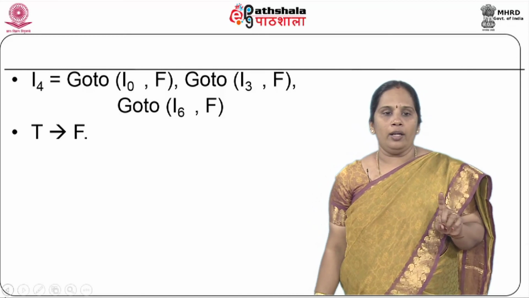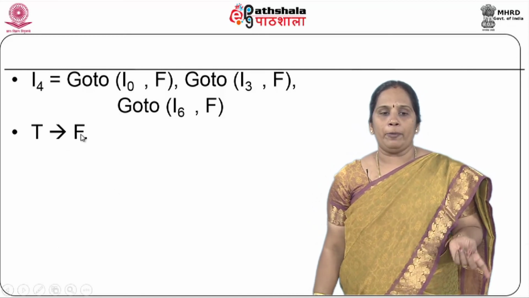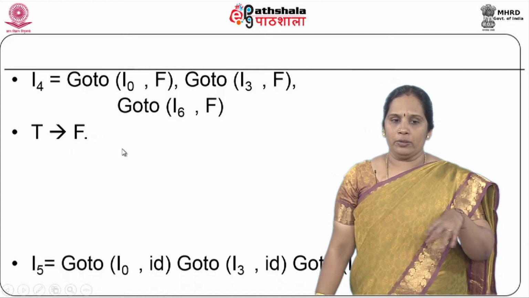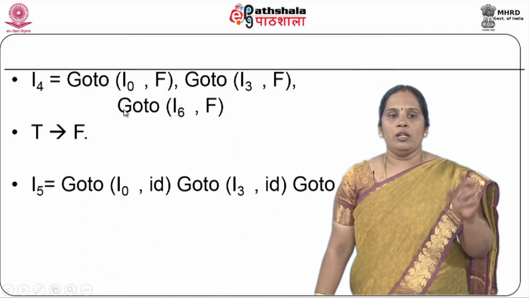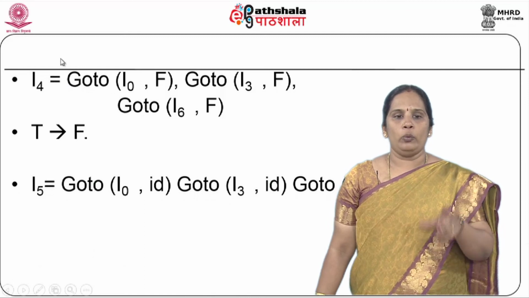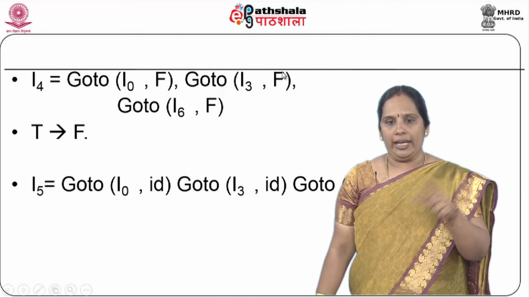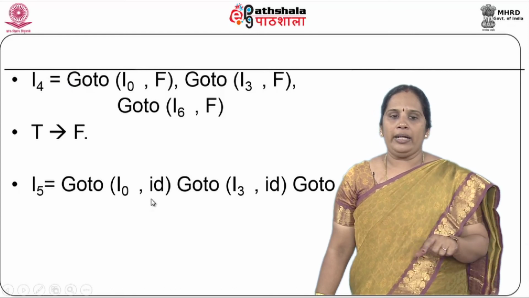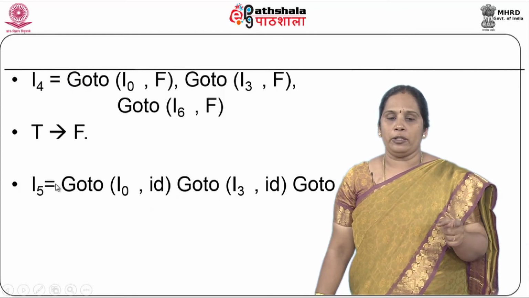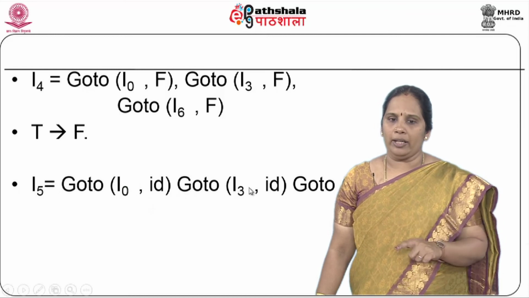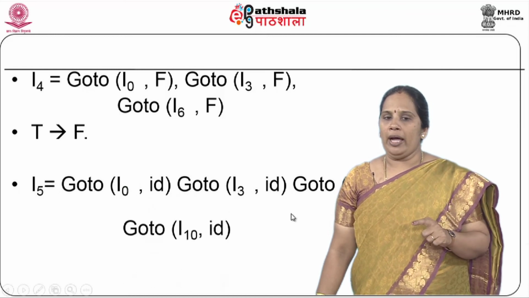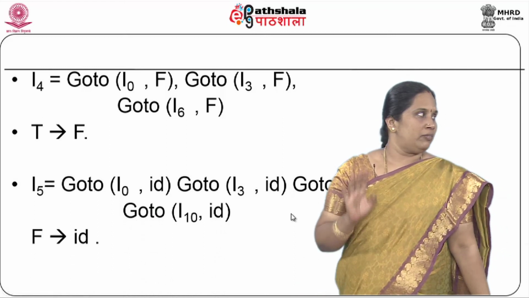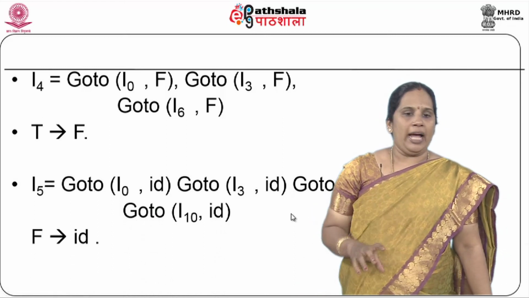So, I cannot call T produces dot F and T produces F dot the same. T produces F dot and T produces one more F dot will basically be the same. So, this I4 will correspond to I0 comma F as well as I3 comma F as well as I6 comma F. I0 comma ID, I5 corresponds to I0 comma ID as well as I3 comma ID as well as I6 comma ID and I10 comma ID. Now, all these four gotos will result in F produces ID dot only.